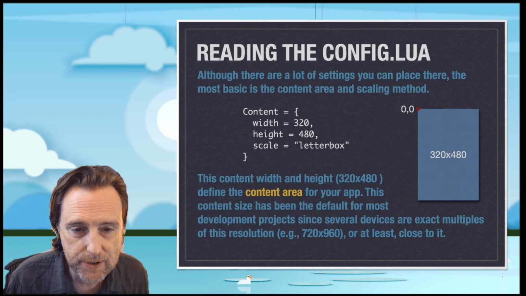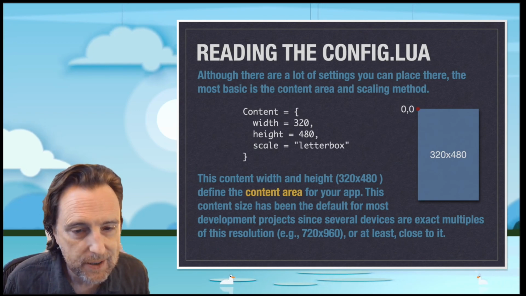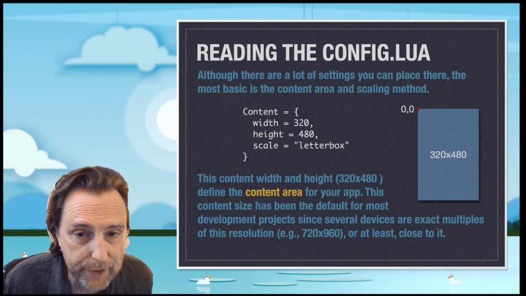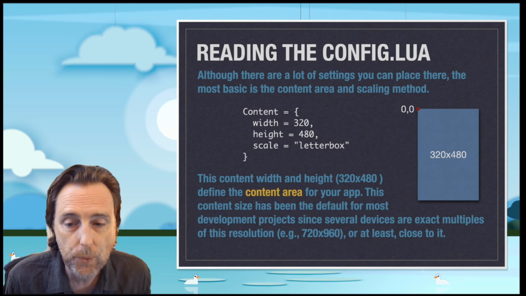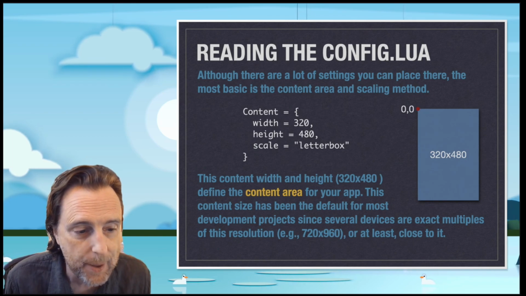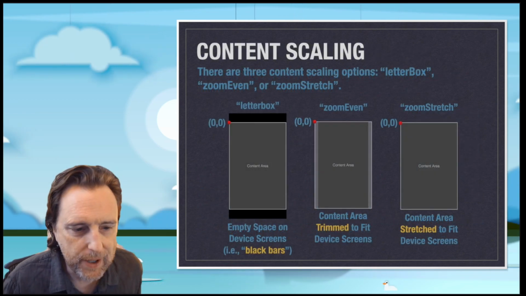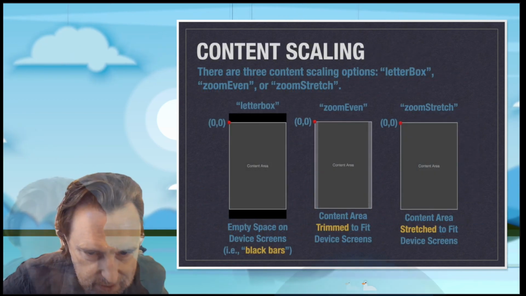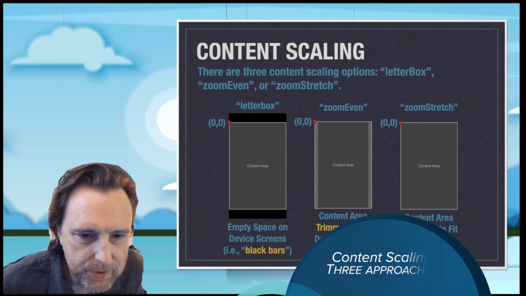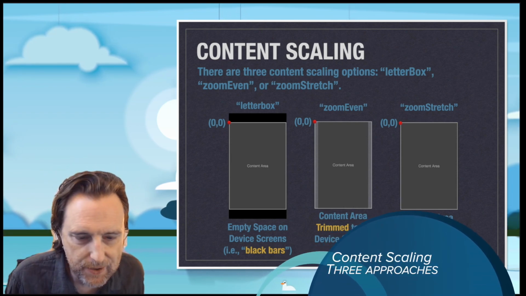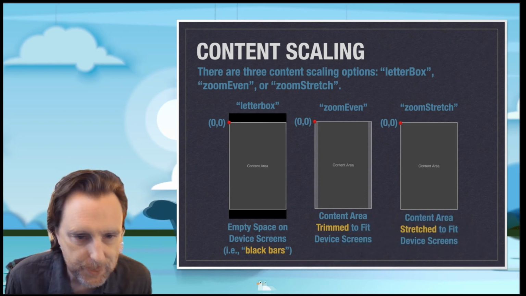The good news is any app that you write that's based on this content area would use the same config.lua. So you can write it once, and then copy and paste it into new project folders. Okay, the scaling. So there's three modes: letterbox, zoom even, and zoom stretch. And what they do is illustrated in these three figures.